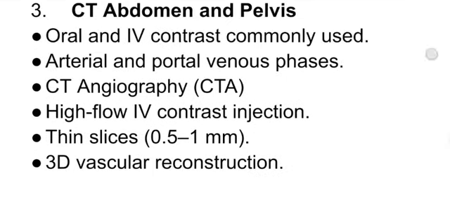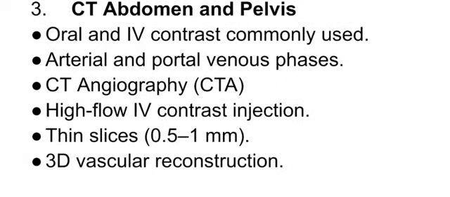Next is CT abdomen and pelvis. It uses an oral and IV contrast method where arterial and portal venous phases are taken. In CT angiography, a high flow IV contrast is injected and thin slices are taken, that is about 0.